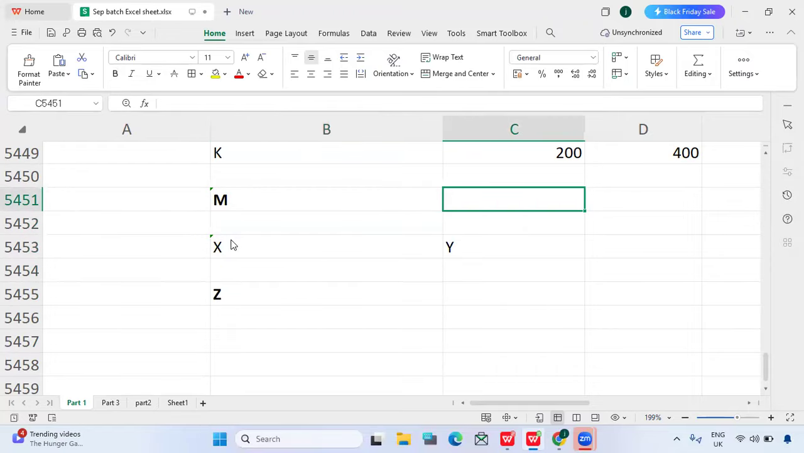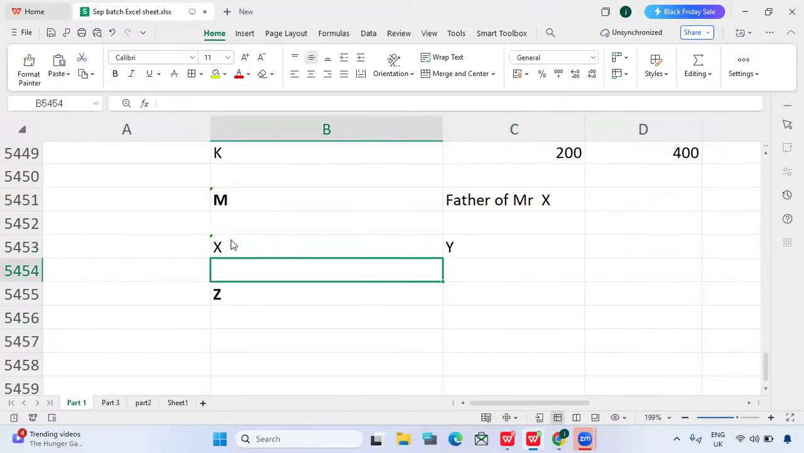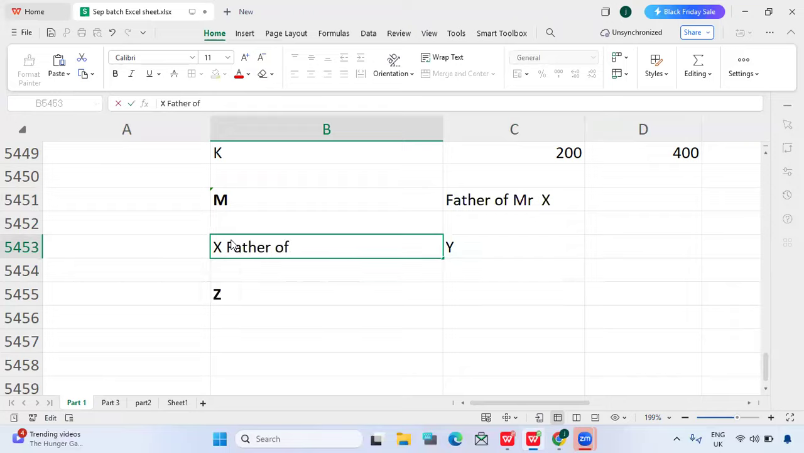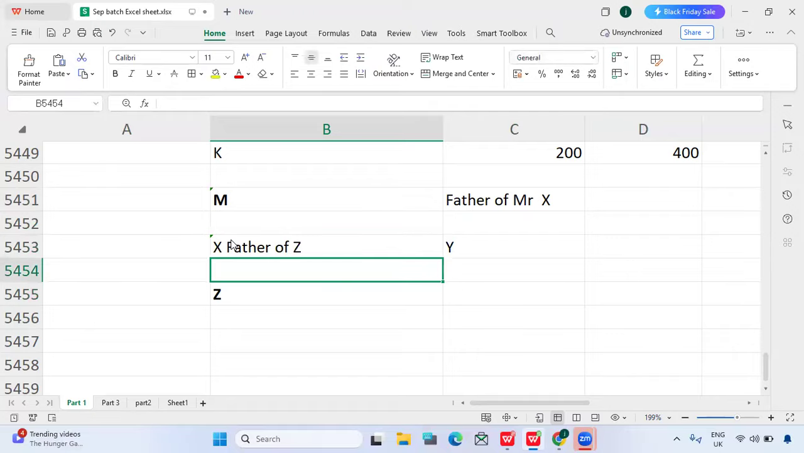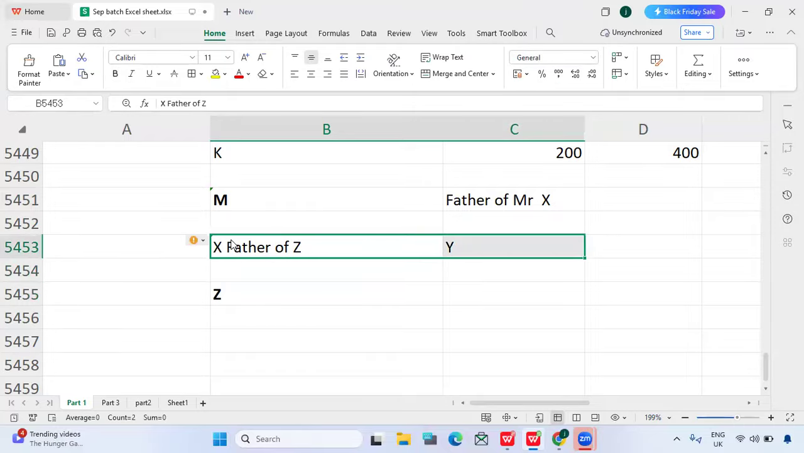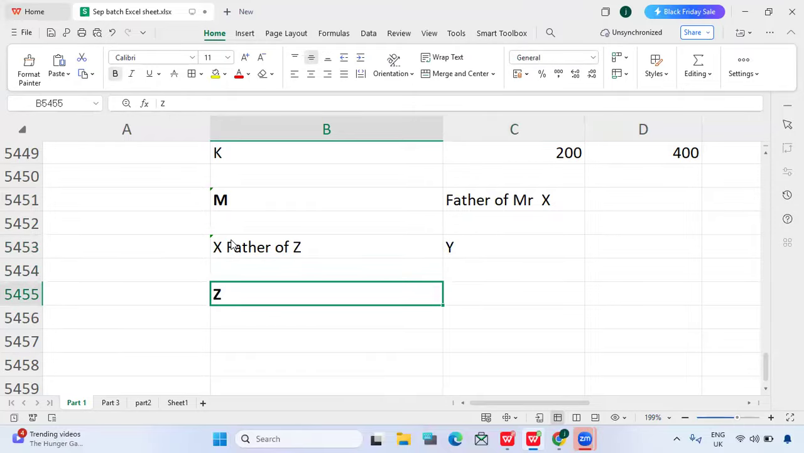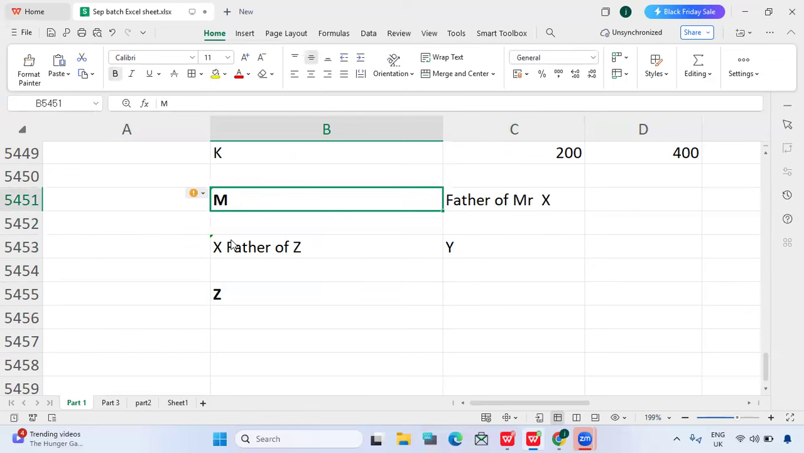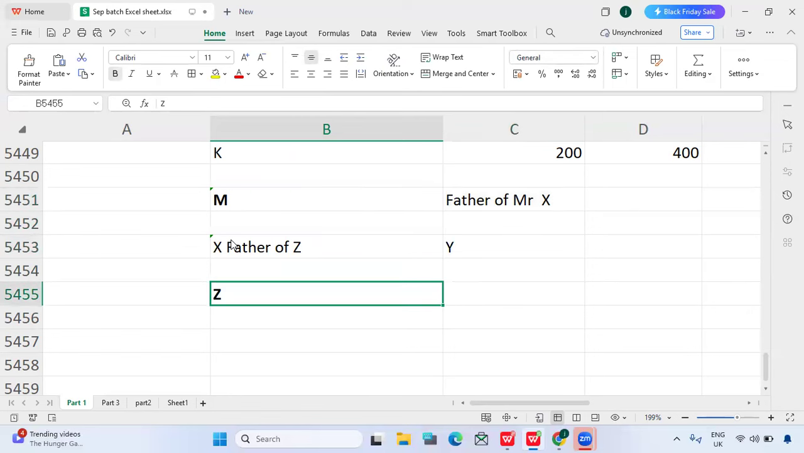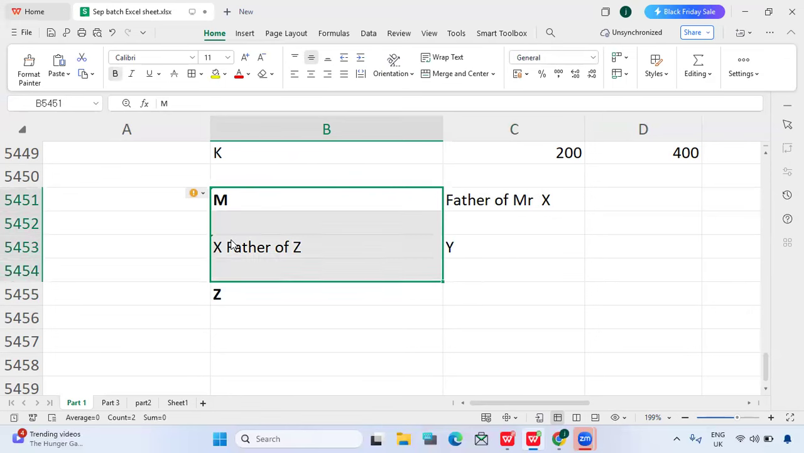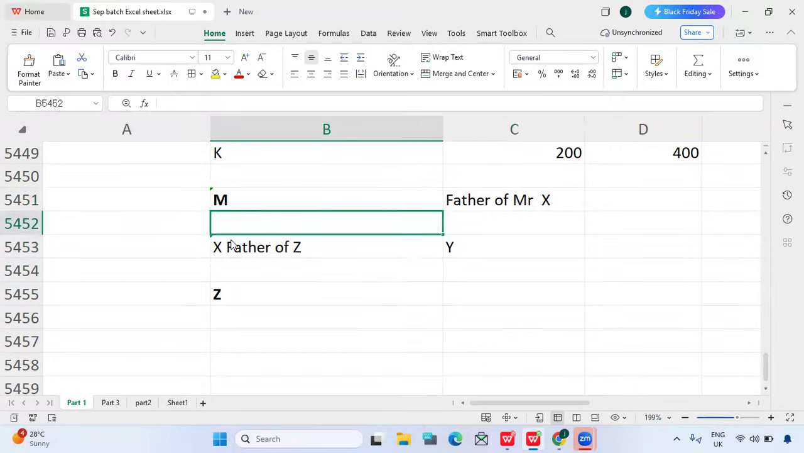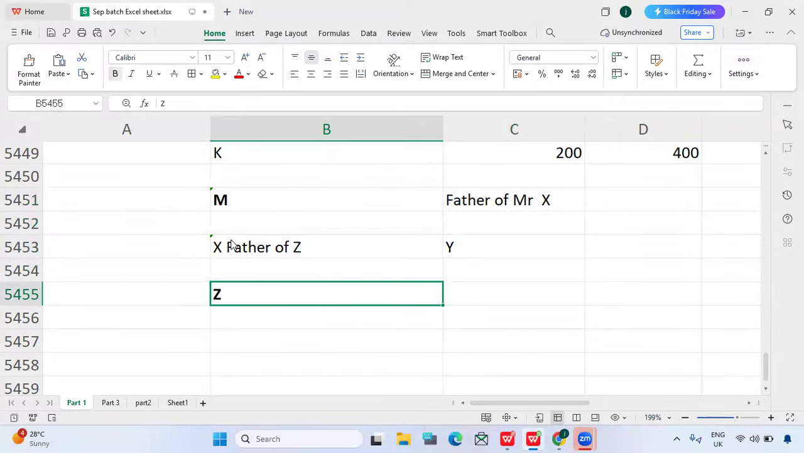So M is the father of Mr. X, and X is the father of Z. Now when X is preparing his tax return, X would like to claim Z as a dependent, and M is also eligible to claim Z as a dependent because he is a descendant, a son's son here. So can we consider? Yes, obviously we can. So M is also eligible and X is also eligible to consider Z as a dependent. Now who can claim? Who will get the edge?